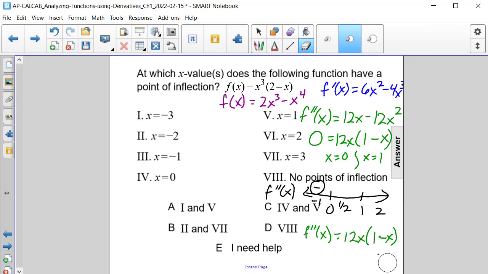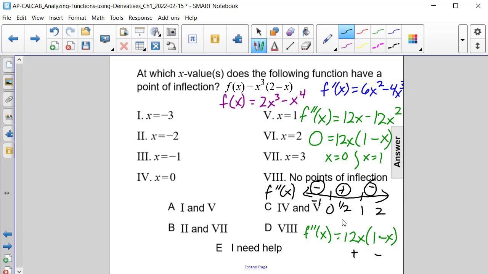All right, now let's look at 1/2. 12 times 1/2 will be 6, that's a positive number, and 1 minus 1/2 will be positive 1/2. So two positives, that will make this section positive. All right, and now let's substitute 2 in there. So we'll have 12 times 2, that's a positive, and 1 minus 2 is going to be -1, so that's a negative. Positive times negative is negative.